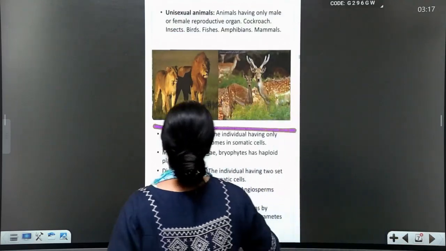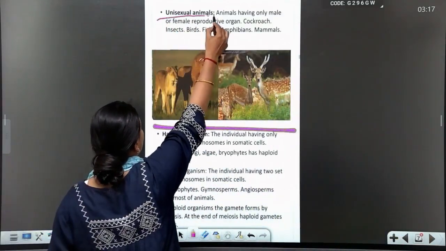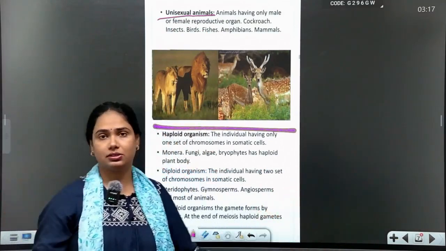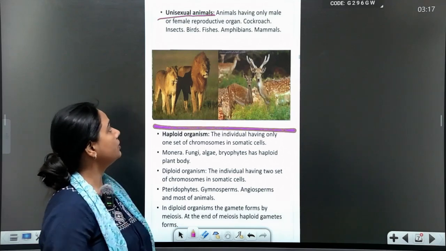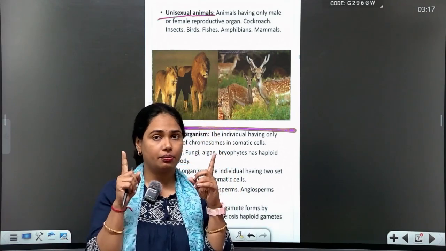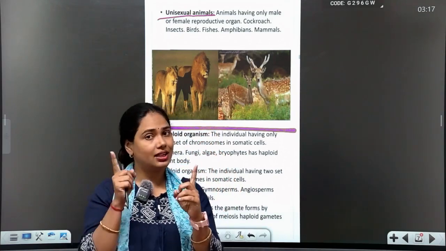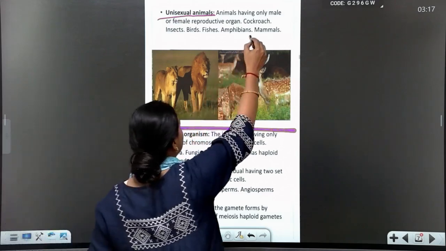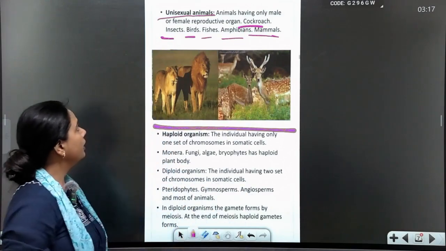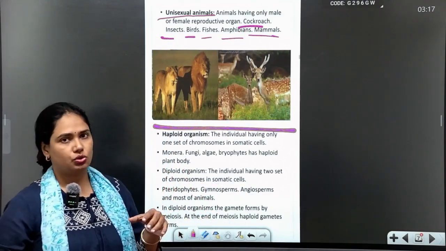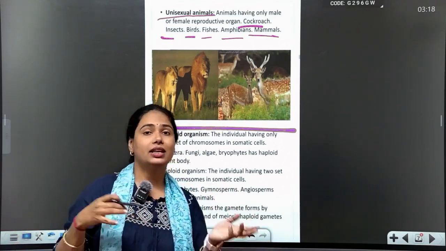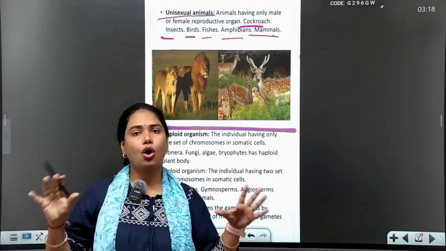Now, what is a unisexual animal? Yes, students, what are unisexual animals? Clear this term: unisexual means one reproductive organ in a single organism, like mammals, amphibians, fishes, birds, insects, cockroach. Okay? Bisexual, unisexual. Unisexuality, bisexuality. Homothallic, heterothallic. Okay? These are all terms.